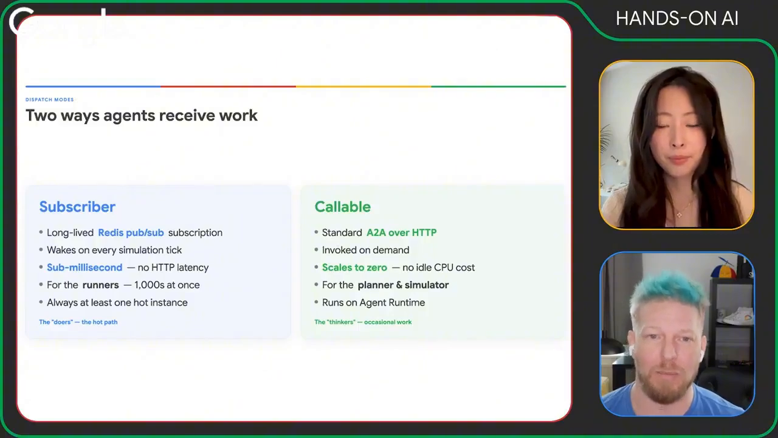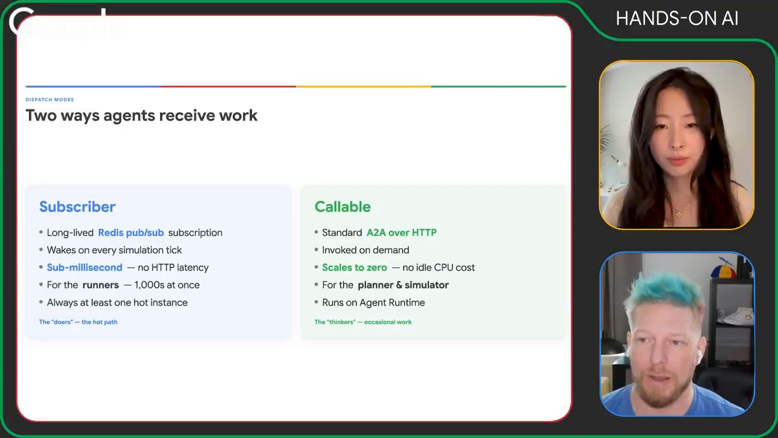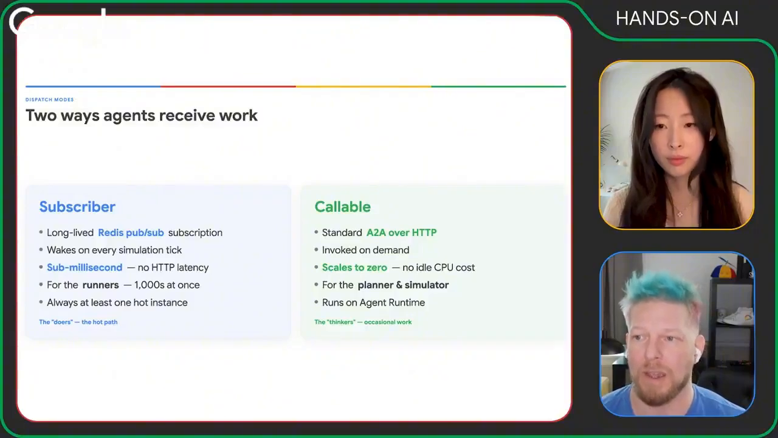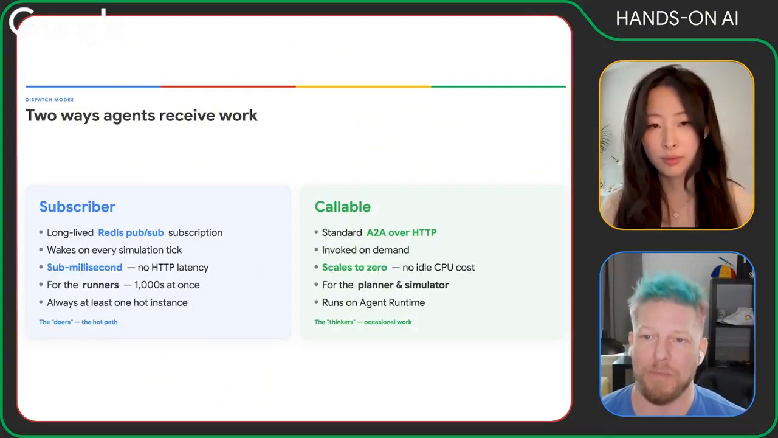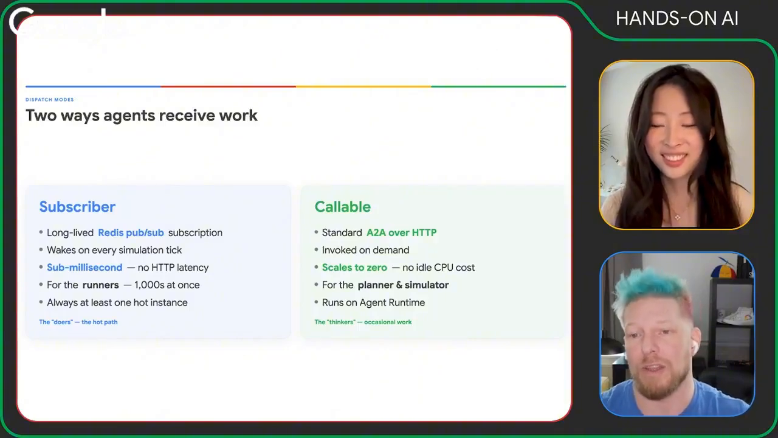Every tick or every time we sample data when we're running the simulation, the simulator will publish a message on Redis that will go to all of the agents simultaneously, and they'll all wake up and respond. And that allows us to interact with these ADK agents with no HTTP latency, and those interactions can happen in sub-millisecond times. Wow. And we only need that for the runners. And that was an optimization that was really important.